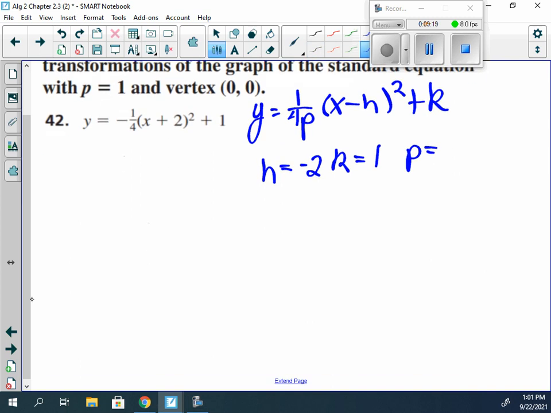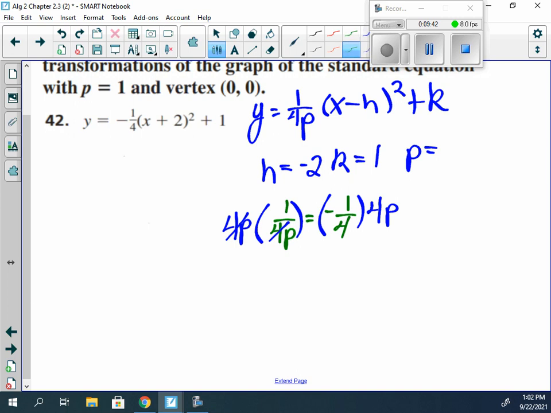we don't know it quite yet, but we can find it by setting 1 over 4p equal to -1/4. Now what would we do to both sides? Multiply both sides by 4p, because 4p and 4p will cancel, leaving us with just, well, here the 4 and 4 would simplify, wouldn't it? Which would just leave us with -p is equal to 1, or p is equal to, so the value of p is -1.